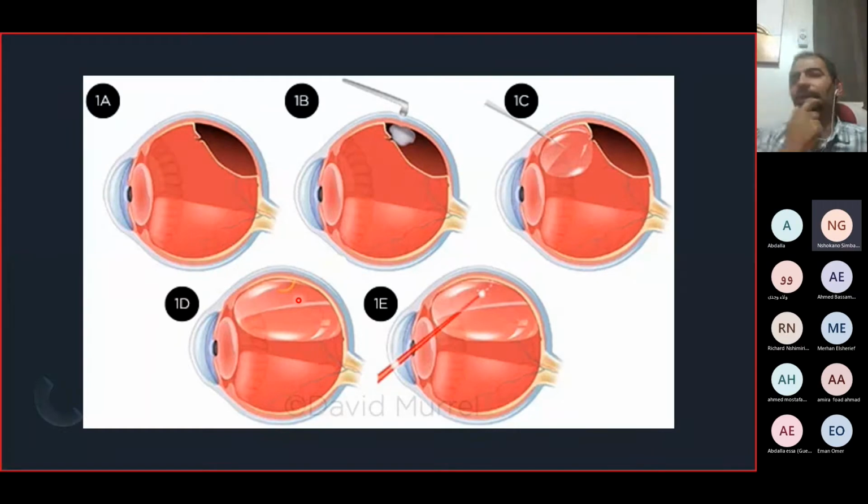You don't need the pars plana vitrectomy? No, here we do not do pars plana vitrectomy. We inject the gas only, and then we do the laser either a few hours later, but usually it's 24 hours later. You give some time for the fluid to be absorbed, and then you do the laser treatment next.